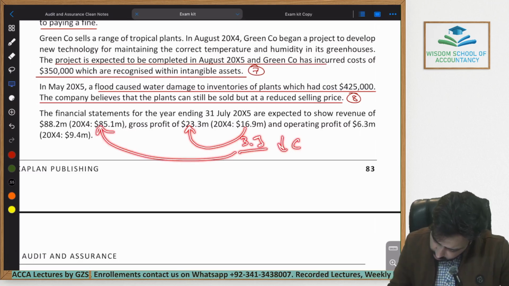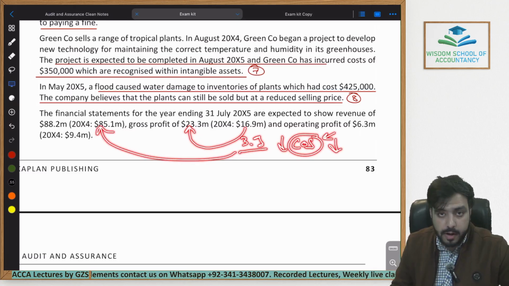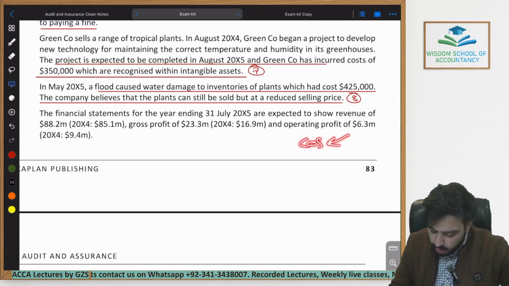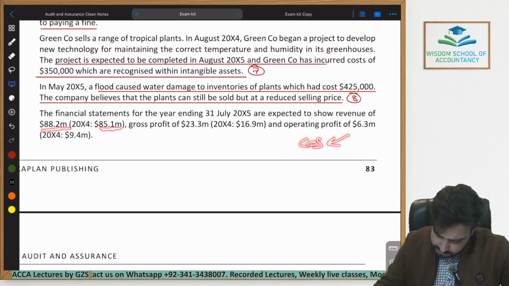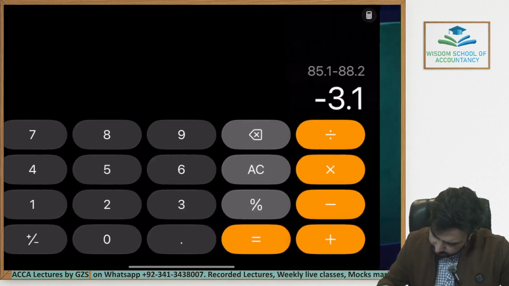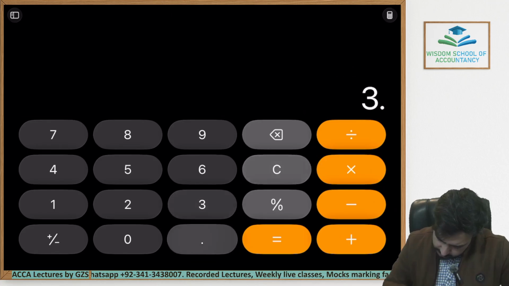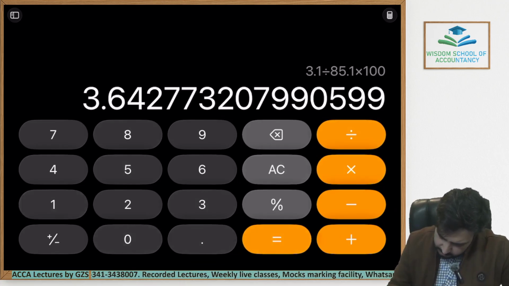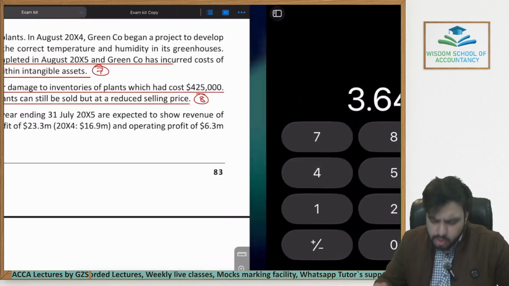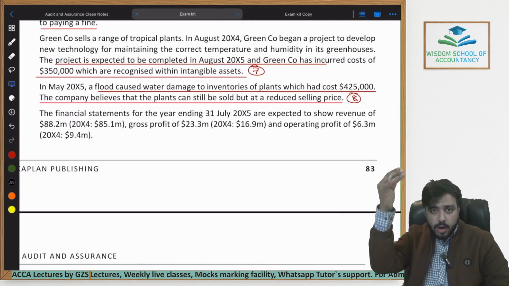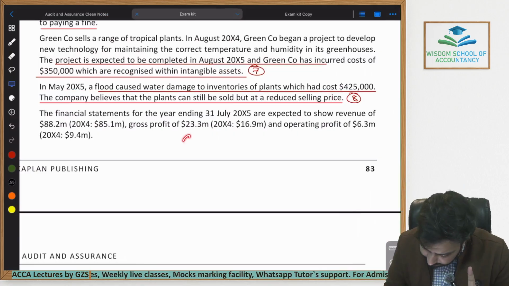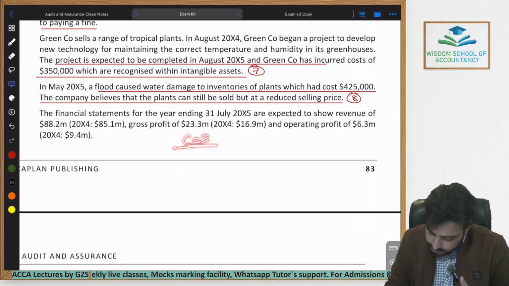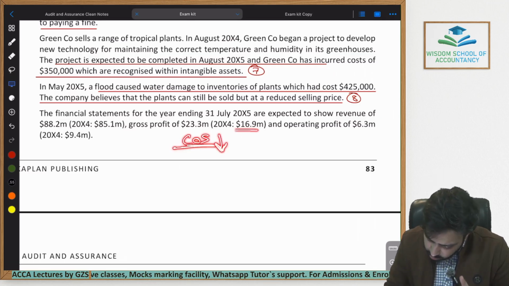And if there was a reduction within cost of sales, this means the cost of sales is not properly recorded, right? The cost of sales in this case is not properly recorded because revenue is increasing. If I check the percentage of increase, let's calculate it. 3.1 is the increase, divided by 85.1 multiplied by 100. So basically a 3.6% increase within revenue, which is not a lot. The revenue is fine, completely fine. My concern is that cost of sales would have decreased by so much that the gross profit has increased.